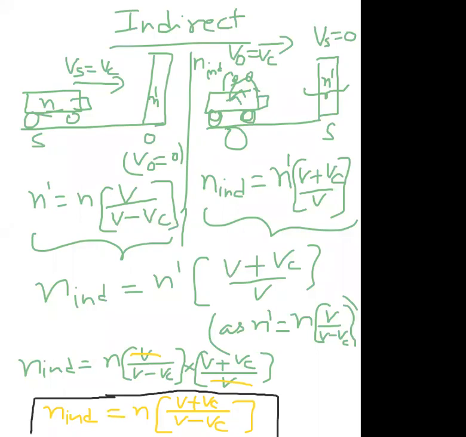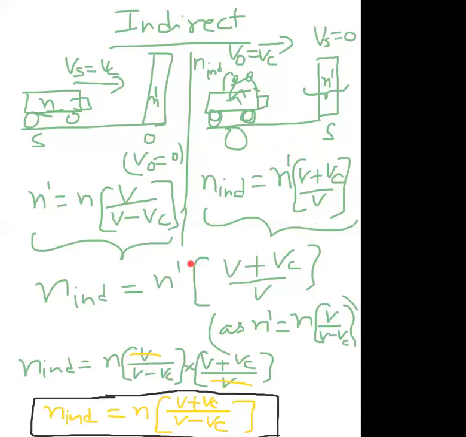Sir, why are you multiplying? One student is asking why you are multiplying like that. Observe carefully here. For n indirect, the source frequency is not n, the source frequency is n dash. First, the initial frequency n, the wall is listening with n dash. Now the wall is the source, now it is n dash, and this is n indirect. So n indirect is equal to n dash into v plus vc by v.